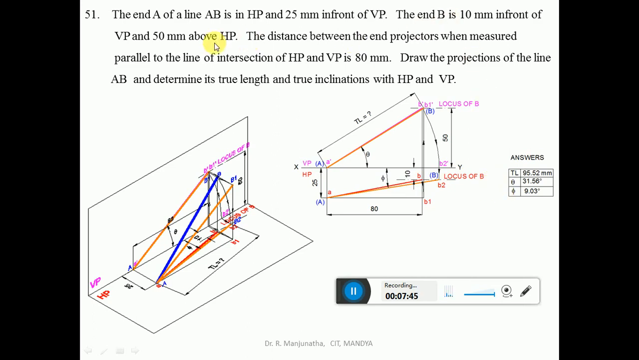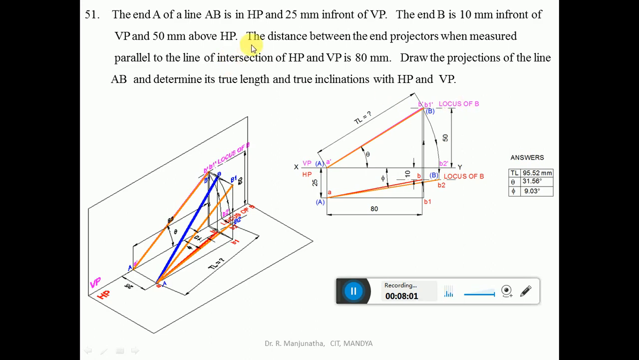Similarly, 50 mm above HP is seen in the vertical plane. So from the XY line, you measure 50 mm above the XY line because VP is above the XY line, and draw a horizontal dash-dot line, which is going to be the locus of B in the front view.